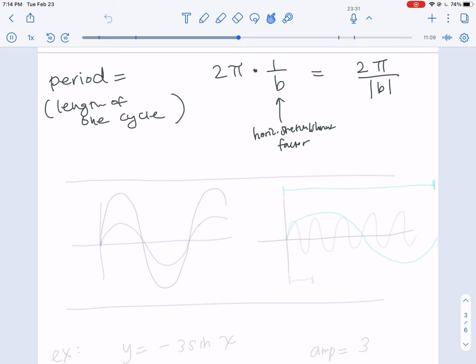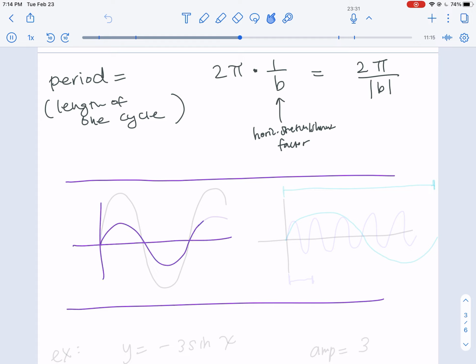Let me just talk to you about the sound example. Let's say I have a regular graph. What happens if I amplify the sound? What happens in real life? If you have an amplifier, what does it do? It makes it louder, right? So you can amplify the sound, and that's like stretching it vertically.